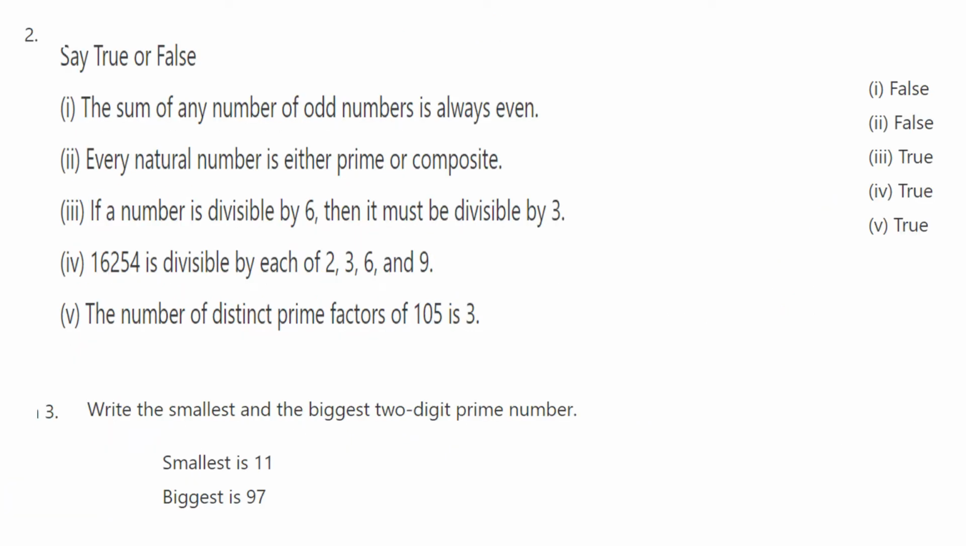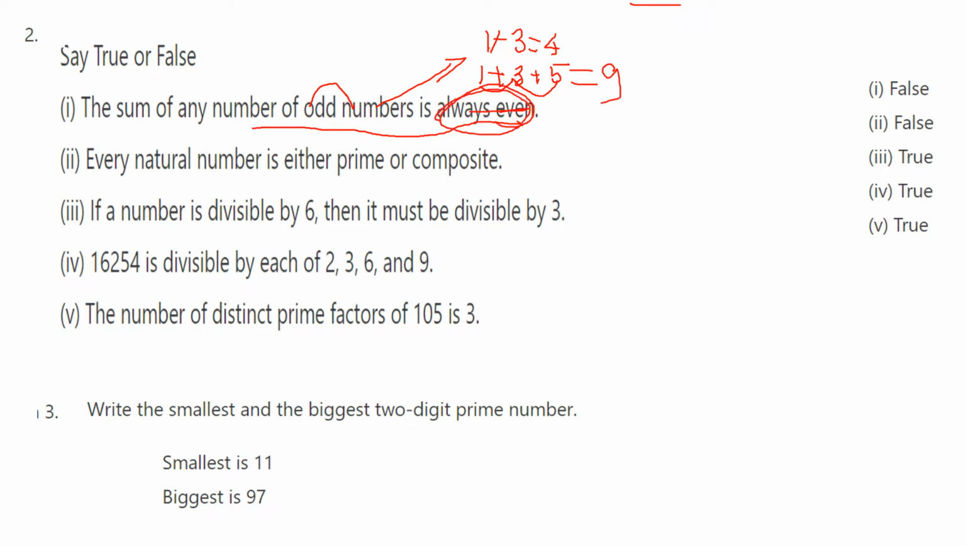True or false. The sum of any number of odd numbers is always even. So take an example. First take 1 plus 3, that is 4. Next we take 1 plus 3 plus 5, odd numbers. 4 plus 5 is 9 only. But here it asks whether it is always even. So that is false.